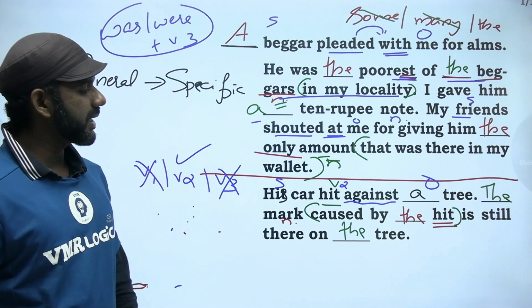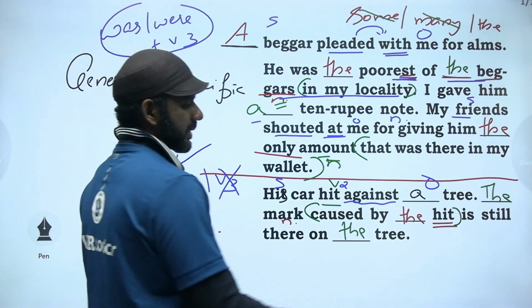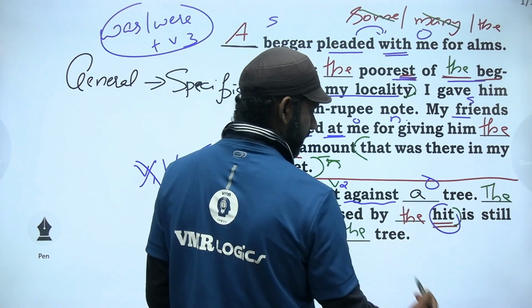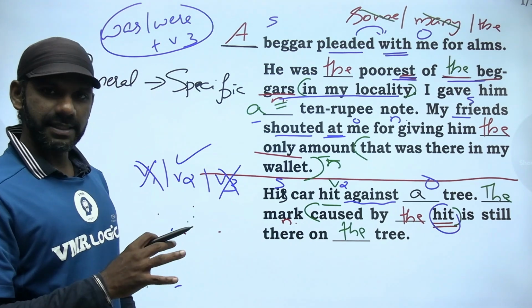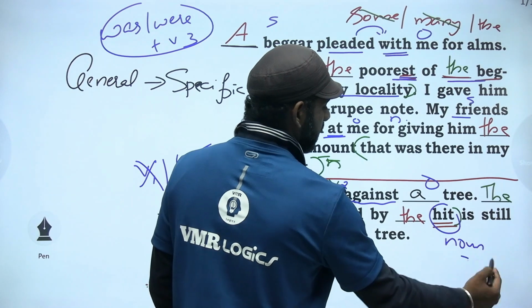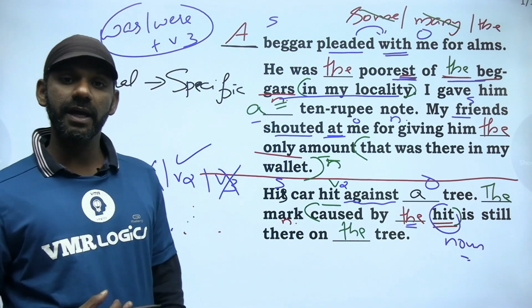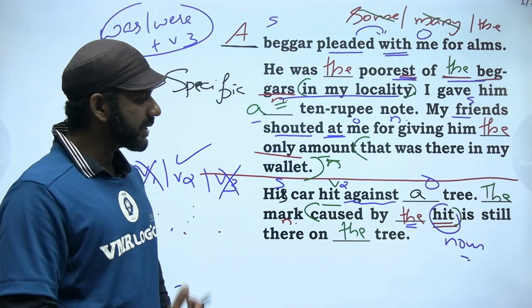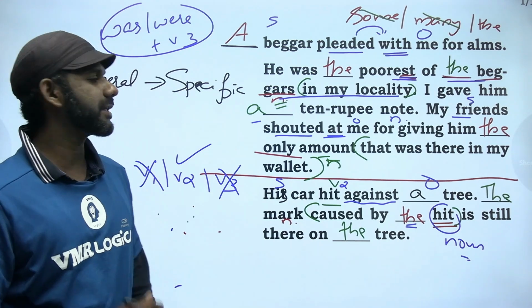The mark caused by the hit is still there on the tree. Now in this case, this hit is what part of speech, noun or verb? I say in the second statement, the word hit is a noun. The simple reason I give is that the is an article. After every article comes a noun. So the word hit becomes a noun. Got it?